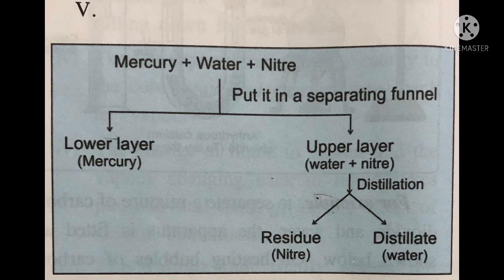Now look at the last mixture. In this we will use the separating funnel method, which is used to separate immiscible liquids. In this, the heavier liquid forms the lower layer and the lighter liquid forms the upper layer. In this case, mercury is denser than water and niter, so it will form the lower layer, and by using the tap we will separate it. On the upper layer mixture we will apply the distillation method, which gives niter as a residue and water as a distillate.